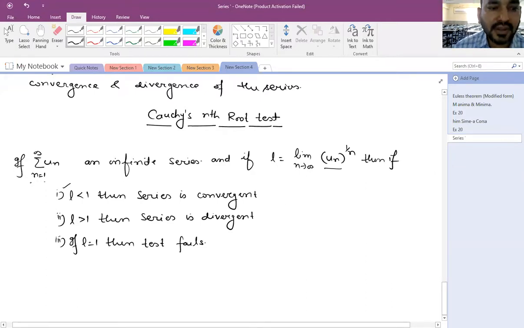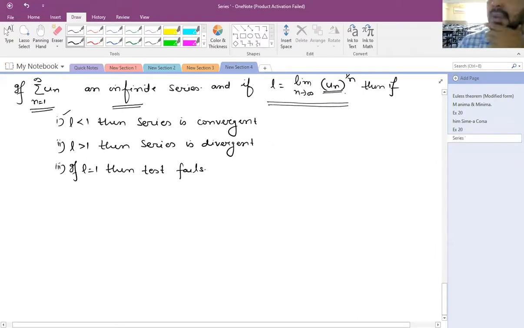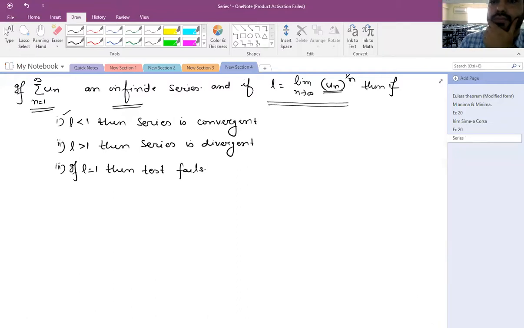So if this is the infinite series and L is this. Here, what I'm doing, I'm taking the nth root of nth term. Okay, I'm taking the nth root of nth term. Fine? Now question arises, कहाँ पे D'Alembert apply करेंगे, कहाँ पे ये Cauchy's nth root test apply करेंगे?